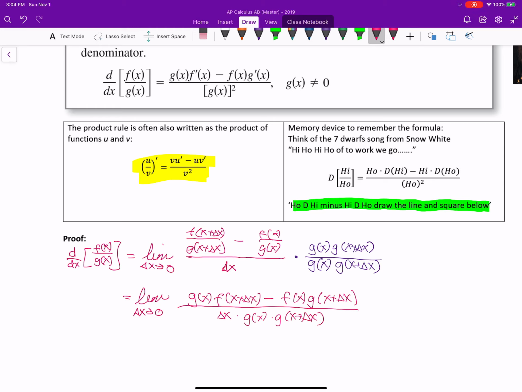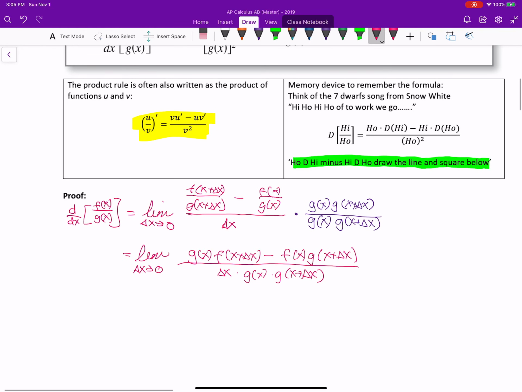So after we've done all of this, I'm cheating a little bit, I know. This is the result I want. I'm looking all the way up at the top of the screen: g of x times f prime of x. So my goal is essentially to have f prime of x in the front there. That's a clue to what missing terms I'm going to put in, because I want to create f prime of x in the front.